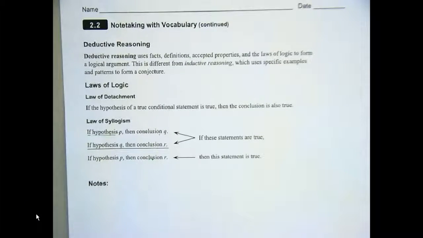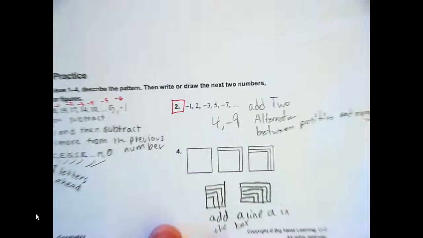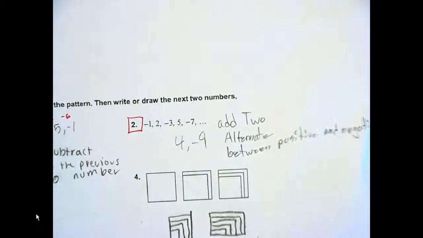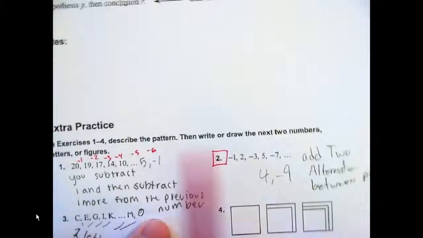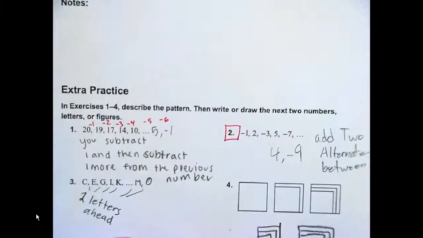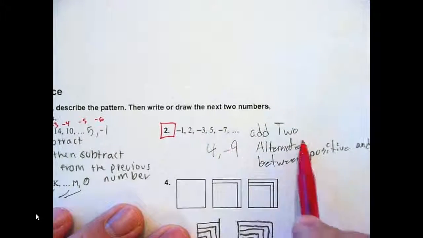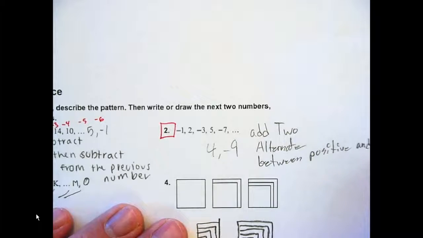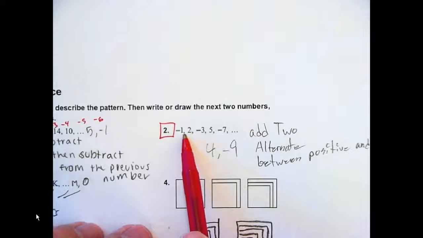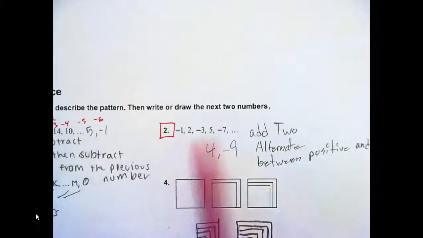So from yesterday, on page, let's look at 42. Okay, on page 42, we said we'd start here. Number 2, -1. So we're describing the pattern, writing and drawing or draw the next 2 numbers, letters, or figures. So here we said we add 2, alternate between positive and negative. Okay, and so really we were looking at dealing with prime numbers here.